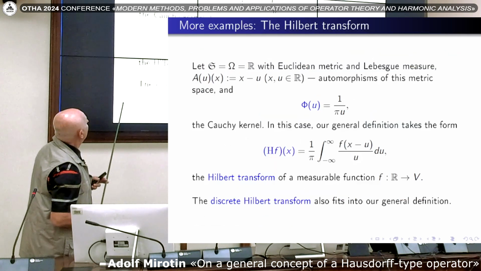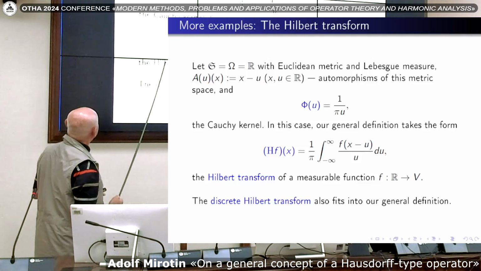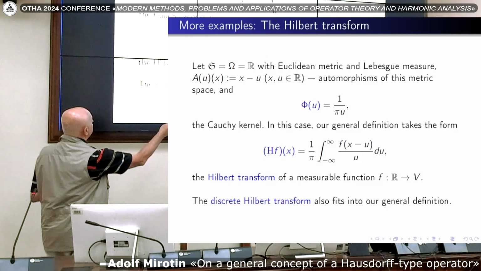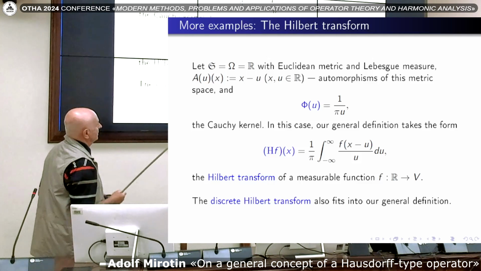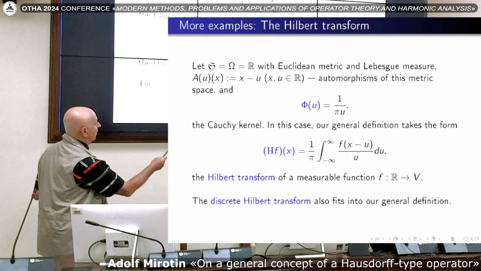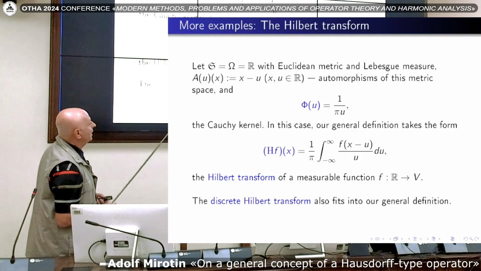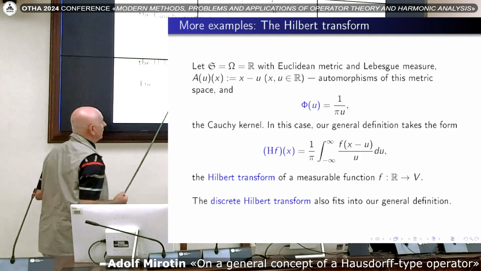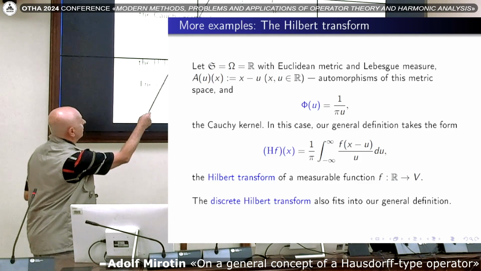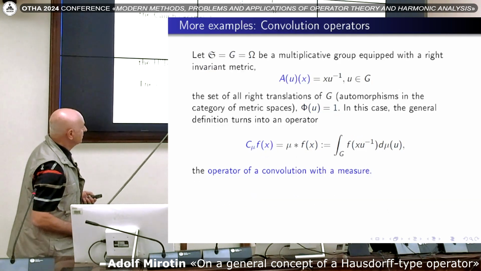The next example, we take the same S and Omega, R with Euclidean metric and Lebesgue measure, the same A of u of x, x minus u, but the kernel is the so-called Cauchy kernel. In this case, the general definition turns into the classical Hilbert transform of functions on the line. And the discrete Hilbert transform also fits into our general definition. Here we integrate with respect to Lebesgue measure, and if we take in the general definition Omega equal to R and phi, but the measure is discrete, we get the discrete Hilbert transform.